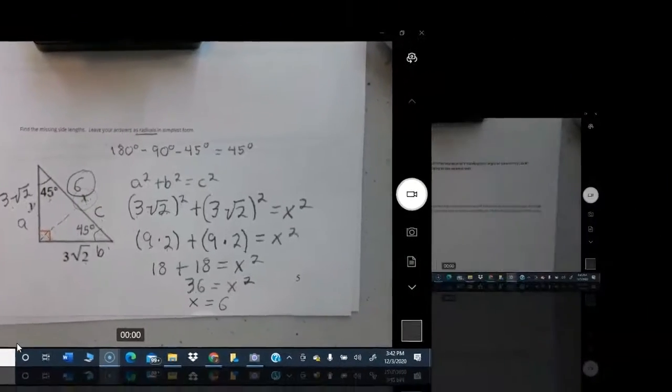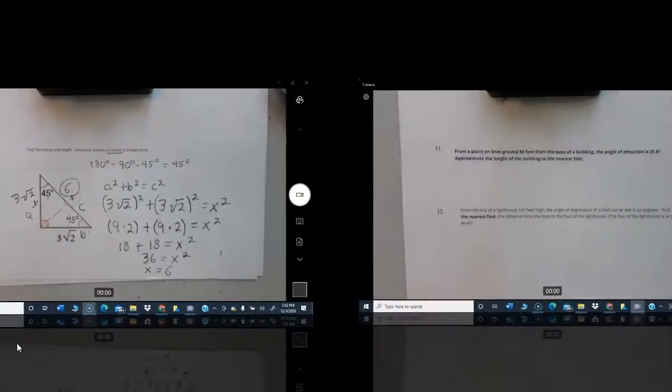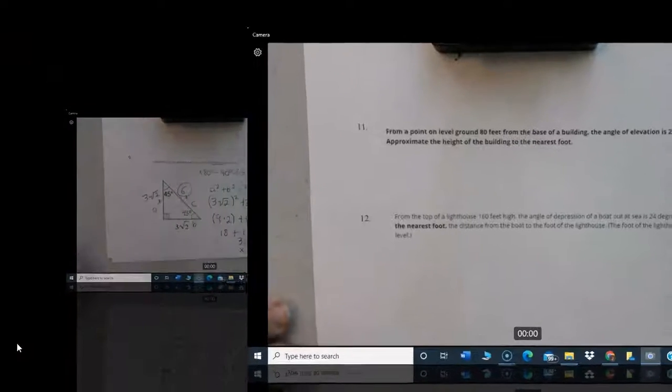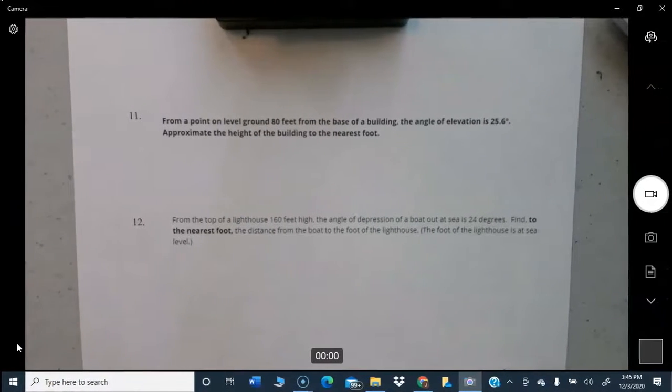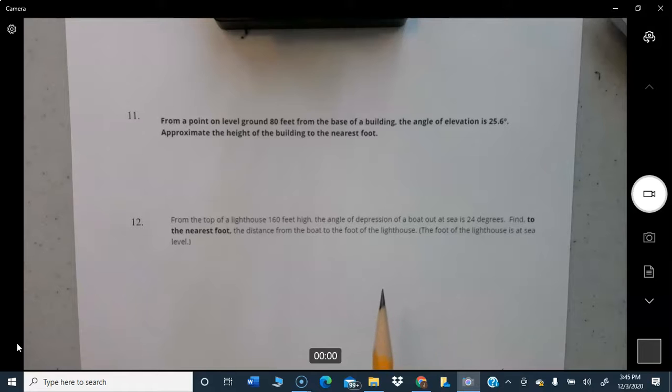Okay, I'm going to leave number 10 for lesson 5.02, so I think it fits in better with that lesson. So we're going to go on to 11 and 12. These are two kind of real-world word problems. One thing you do with these types of problems is draw a diagram to get an idea of what the words are saying. It says from a point level on the ground, 80 feet from the base of a building, the angle of elevation is 25.6. Approximate the height of the building to the nearest foot.